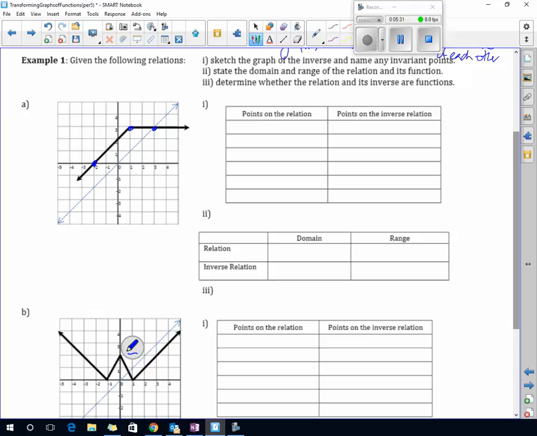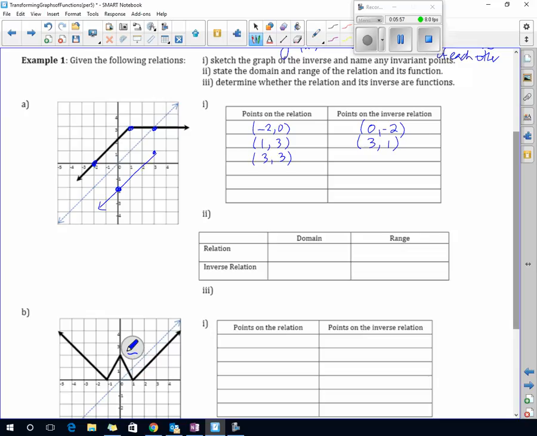So this would become 0, -2, right here, 3, 1. And I'm just going to connect as I go. And 3, 3 would actually stay as 3, 3 because it's the same. A mirror image on the y equals x line.